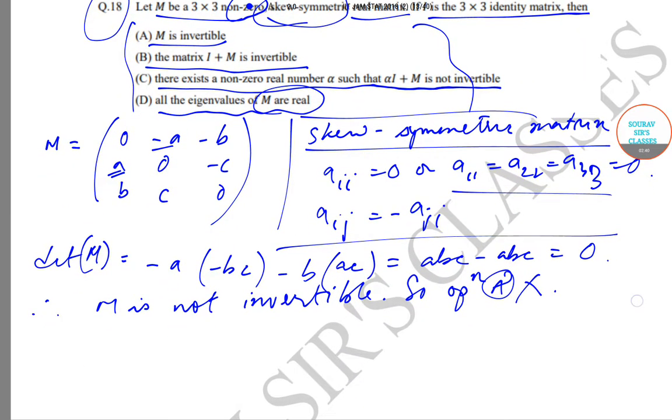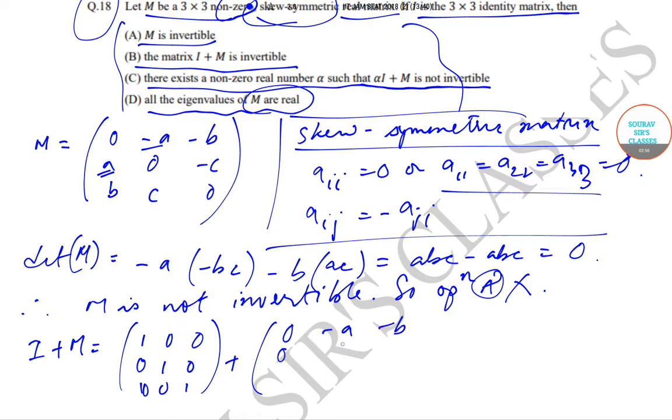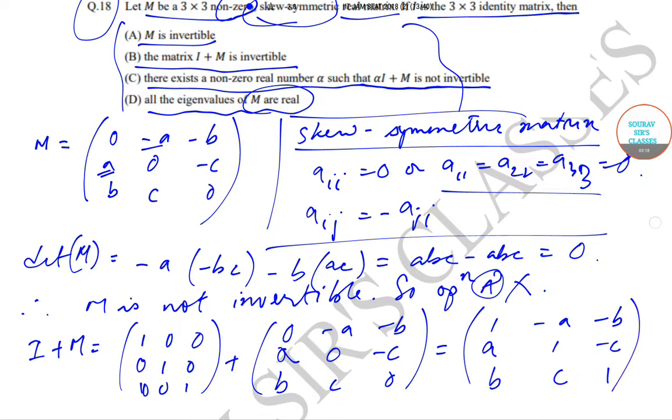Now we have to find out I plus M. So now I plus M is given by the matrix 1 0 0, 0 1 0, 0 0 1 plus the matrix 0, minus A, minus B; A, 0, minus C; B, C, 0. Upon addition, this will give us 1, minus A, minus B; A, 1, minus C; B, C, 1. Okay, so this is that.